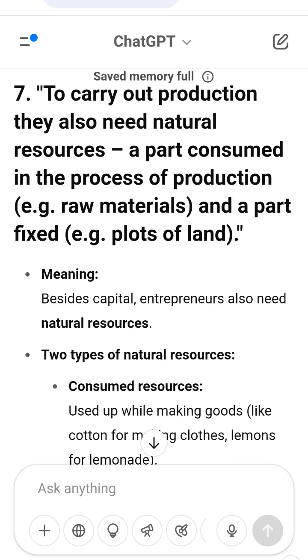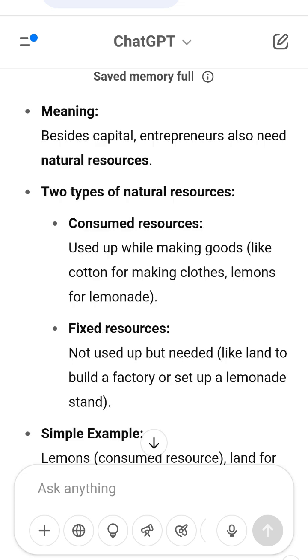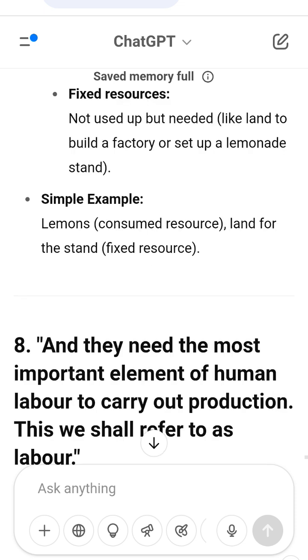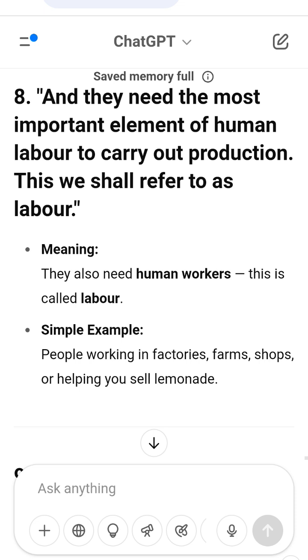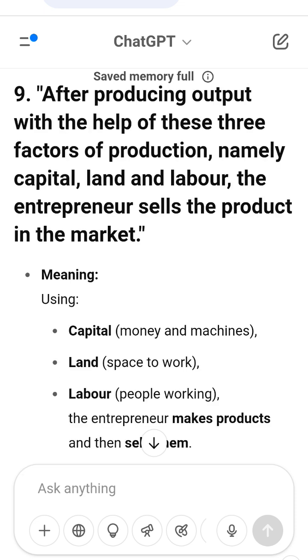Capital can come from their own savings or by borrowing money from others, like banks. Land can be used up, like wood, oil, cotton, which are consumed while making products, or fixed, like a plot of land, which is used again and again. Labor means the workers who do the actual work, like operating machines, building products, selling items, etc.